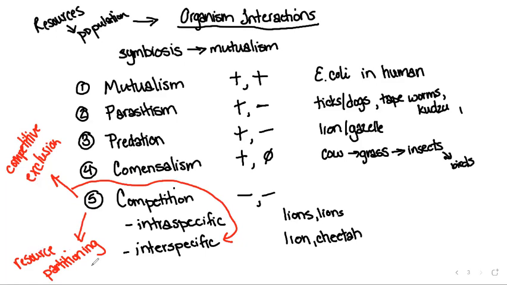So resource partitioning could, for example, happen between hawks and owls, okay? The partitioning is that they hunt at different times of the day. Hawks are diurnal, active during the day. Owls are nocturnal, active during the night. They eat the same thing, but because they eat at separate times, they've lessened the competitive interactions between the two of them.